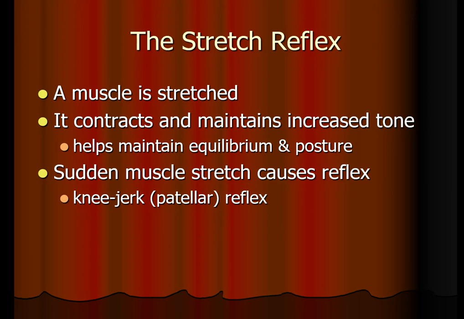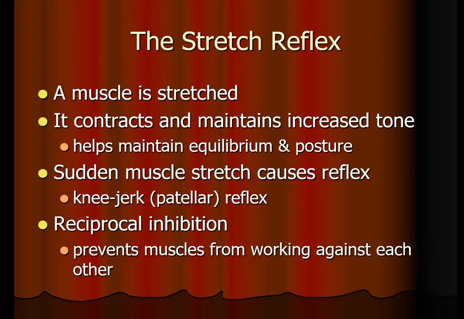So the knee-jerk patellar reflex is one example of this stretch reflex. The signals that go to the antagonist, the hamstrings, are called reciprocal inhibition. And this prevents the muscles, the hamstrings in this case, from working against the quadriceps. Now, the thing with these reflexes is your brain can kind of override them.